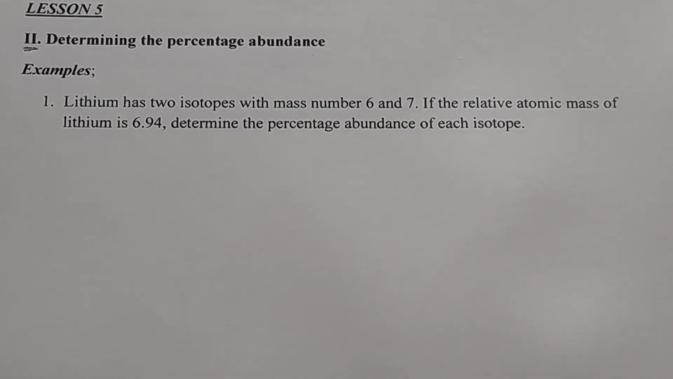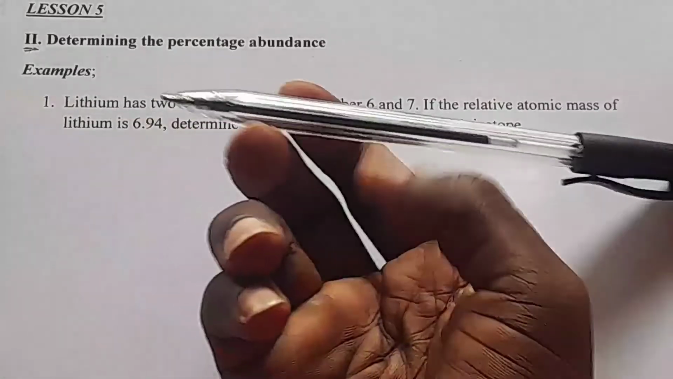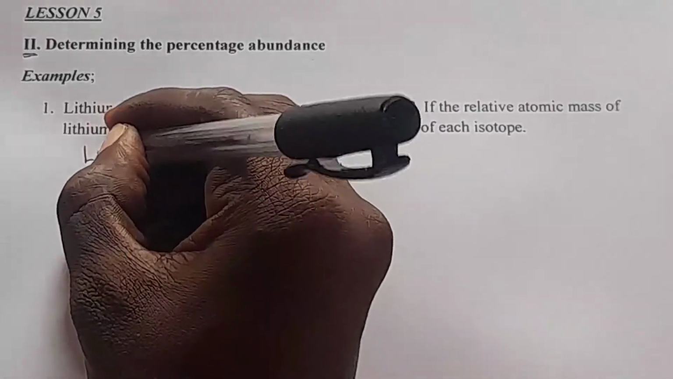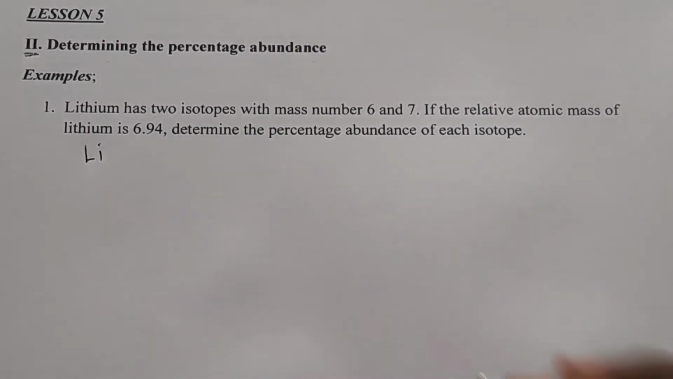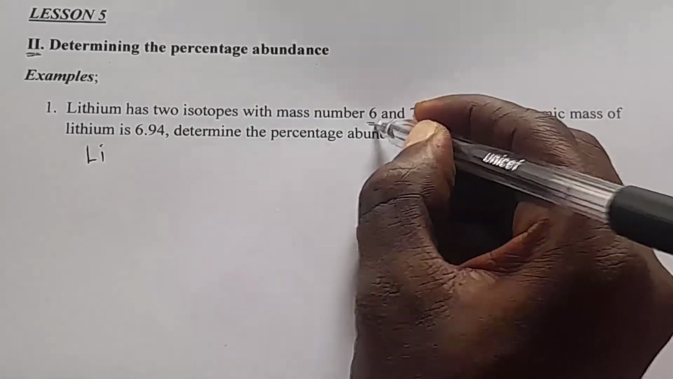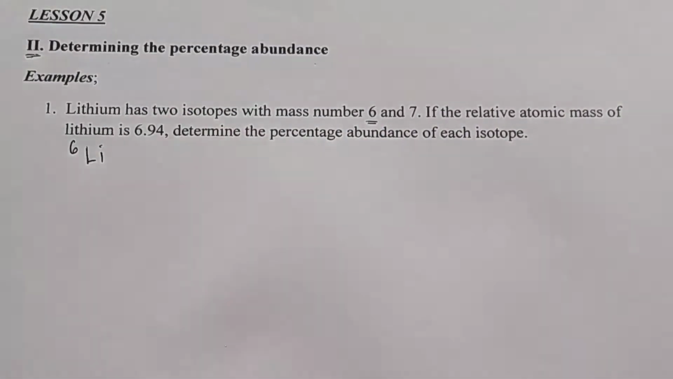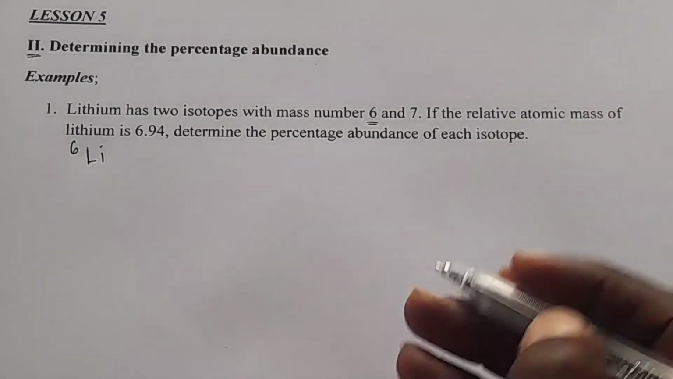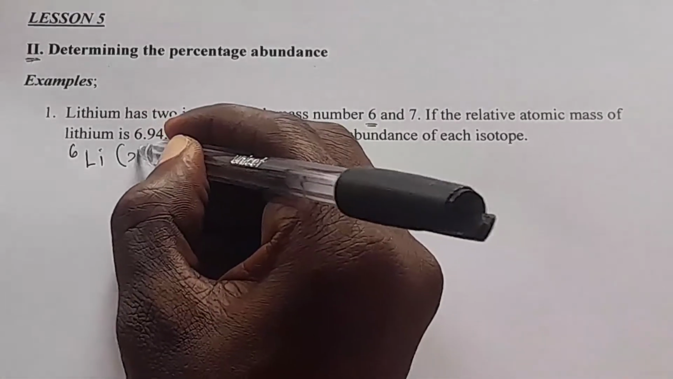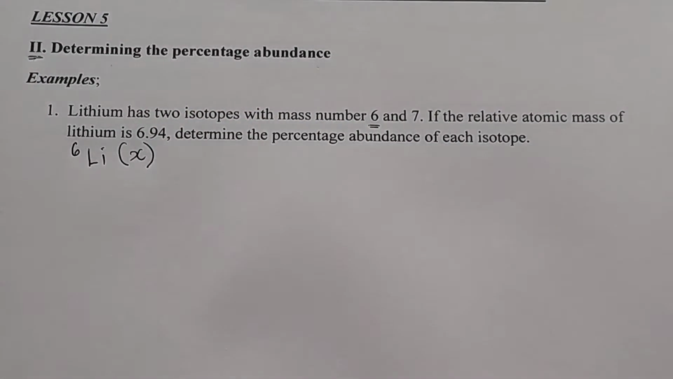So how do you write lithium? First of all, lithium is written Li. So write the chemical symbol aside, Li. Then you write the first mass number, here, 6. So we don't know the percentage abundance. We can take the percentage abundance to be X.